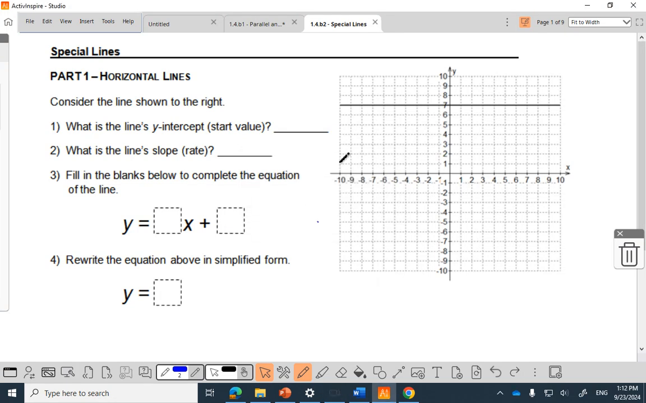Okay, special lines. Consider the line shown on the right. Maybe you can't even see the line. Maybe I haven't done a good enough job. Let me highlight it. Here's the line I want to talk about.